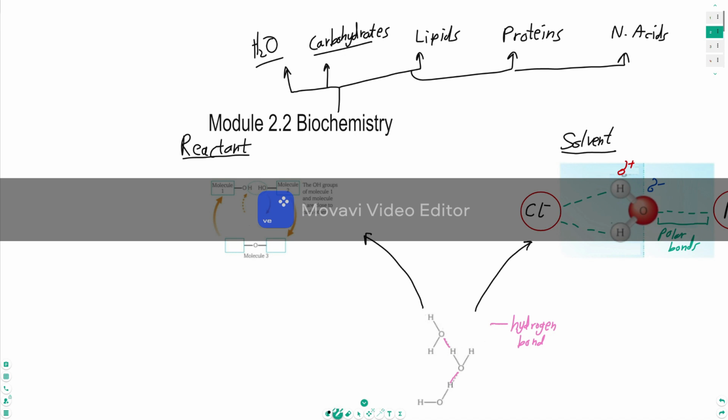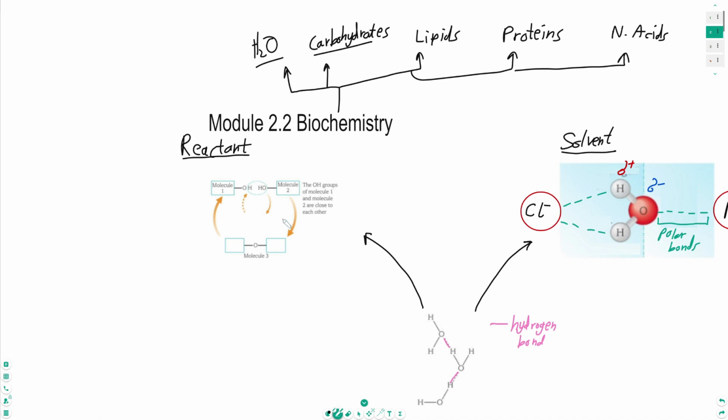So this diagram will help to explain it. Now, there are two types of reactions we need to be aware of. Let me zoom in just on this.